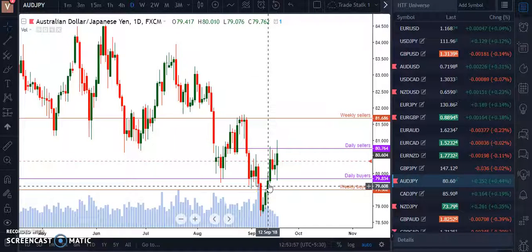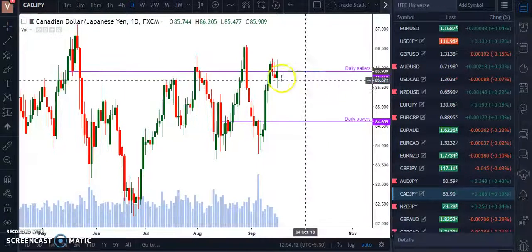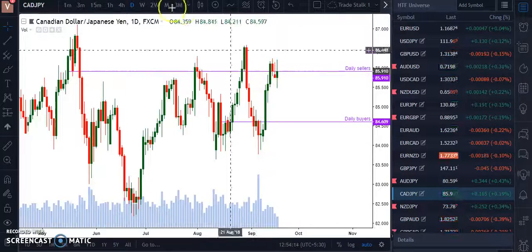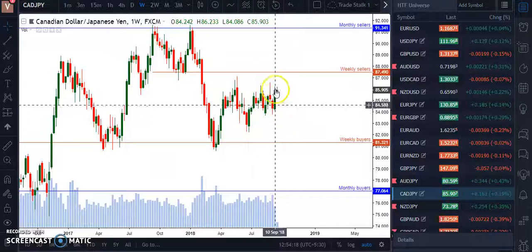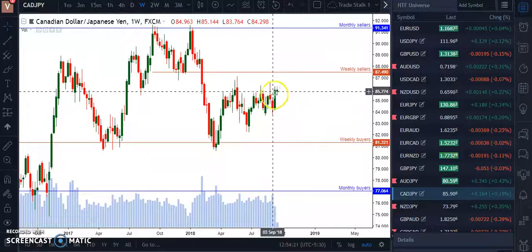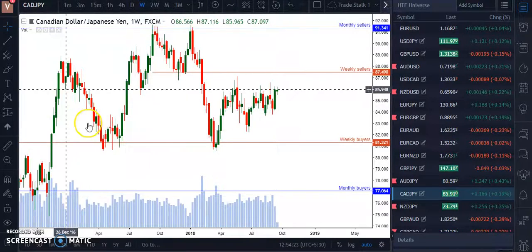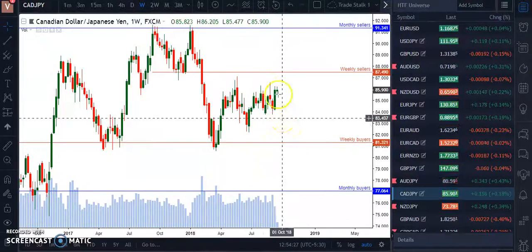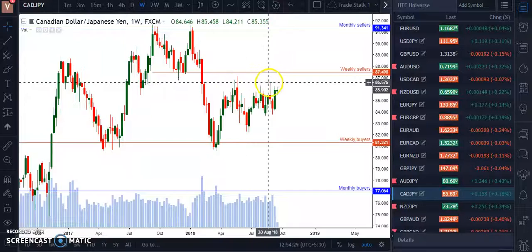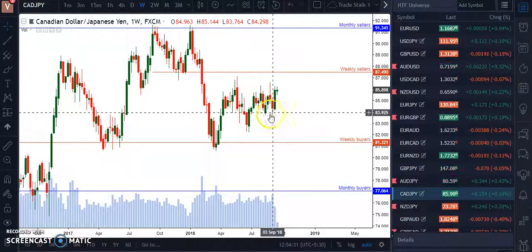Next, CAD yen. CAD yen did not make my list, but my anticipation on this was that it would still go up a little bit, because I see that on the weekly it is still within an overall upflow, and in this section it's consolidating a little bit. The sellers from over here at this resistance tried to go lower, but they couldn't.